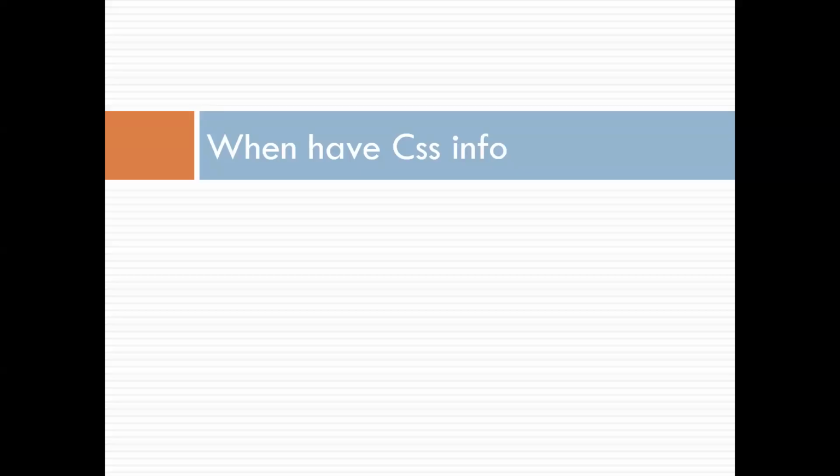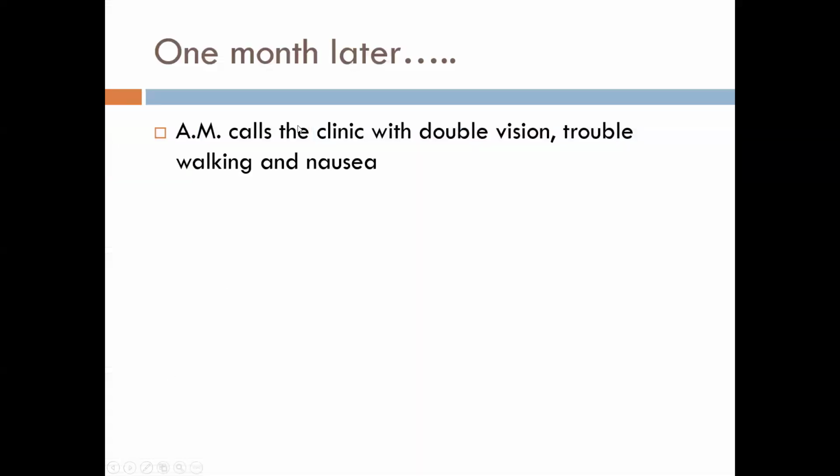Okay, so now we've started a loading dose and a maintenance dose, and we try to do some individualization, even though dosing this drug is hard. So we ordered a level to get in 2 days, and so we now have CSS information. So what do we do once we have that?